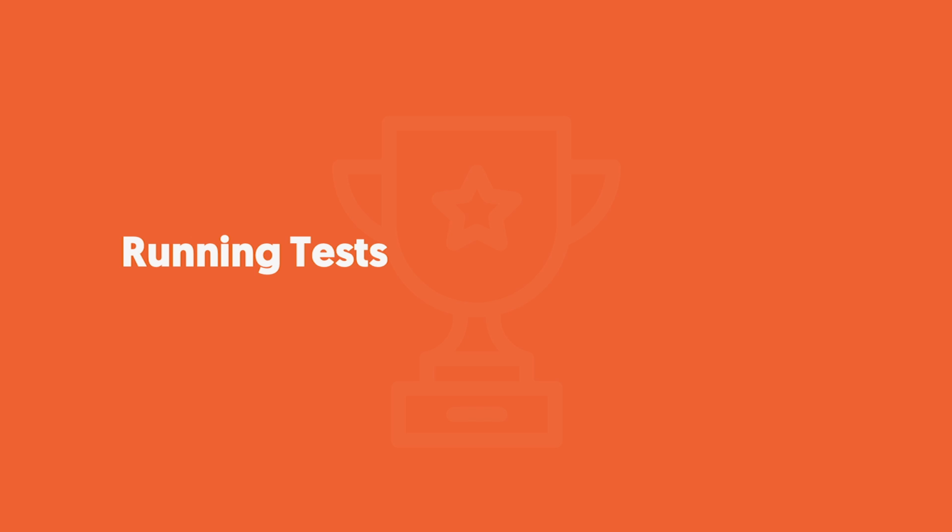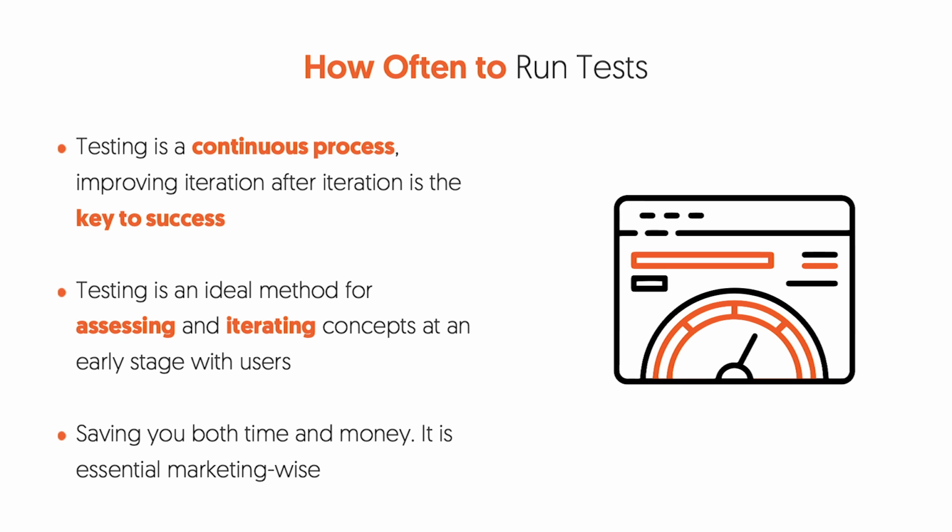You can also run tests with Crazy Egg. You can run a lot of A/B tests, and testing is a continuous process. You always need to iterate and improve. Testing is the ideal method for assessing and iterating, so that way you can get early wins. Saves you both time and money. You don't want to just make tests based on what you think is going to win. You want to do it based on what the data is showing you, and we'll dive more into that next week when we go into the second week of CRO Unlocked.